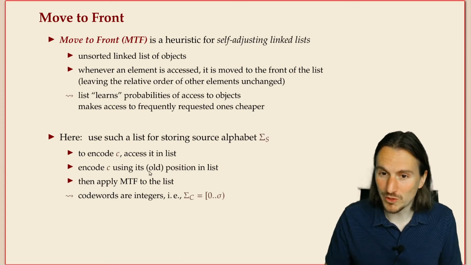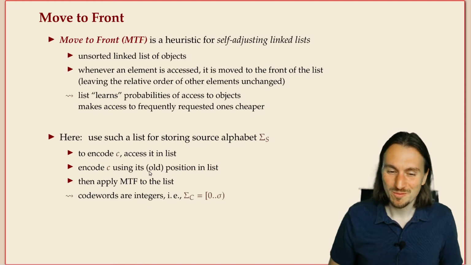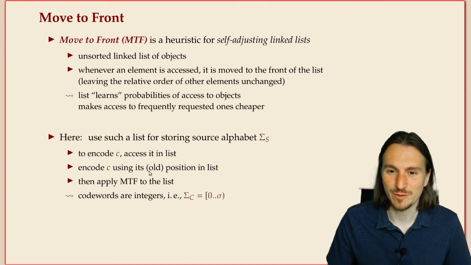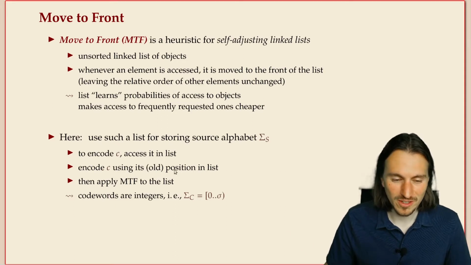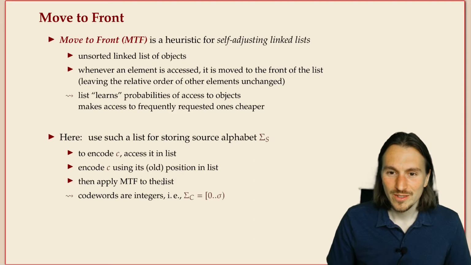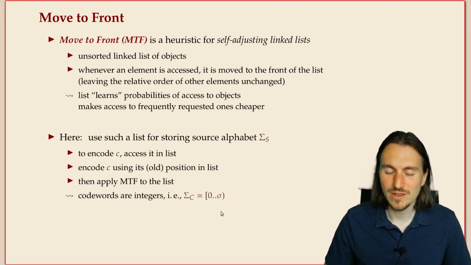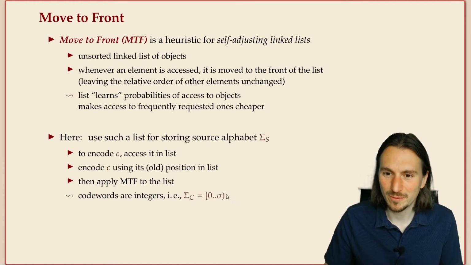And we use its old position because after it was accessed, it always becomes the front of the list. But we can't always store 0, then we can't decode. We cannot invert this transformation. But we can store the old position in the list and then do the update. So that means our code words now are integers from the same range as the alphabet is big. That's different from many of the other methods we've had. It's not a binary alphabet, but a much bigger one.